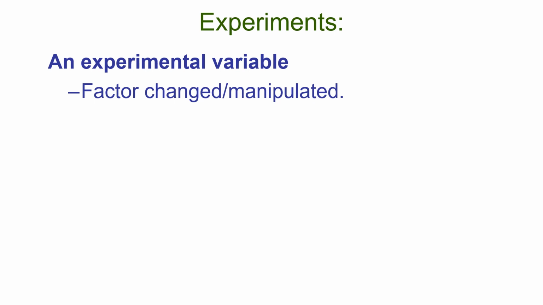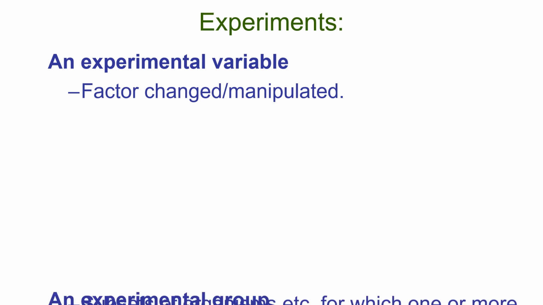So if we're interested in whether or not temperature affects the rate at which a plant grows, for instance, temperature would be the experimental variable. That's the one thing we're going to change. We're going to keep everything else the same, the amount of light that the plants get, the humidity, the amount of water, etc. All that's going to stay the same, but the experimental variable is what we're changing.